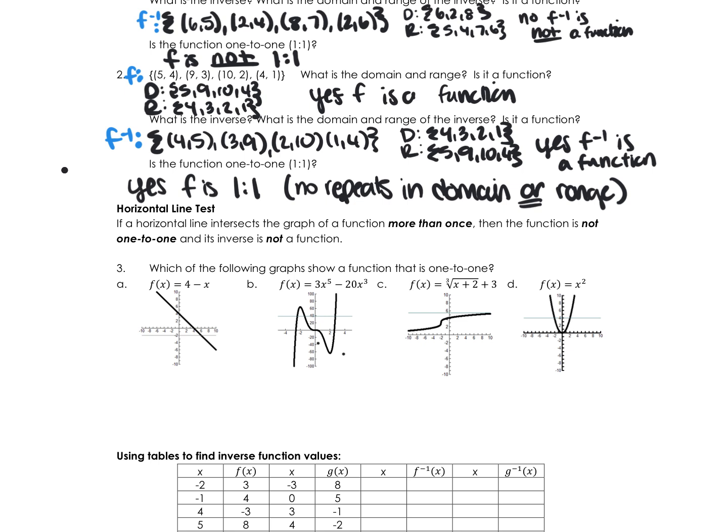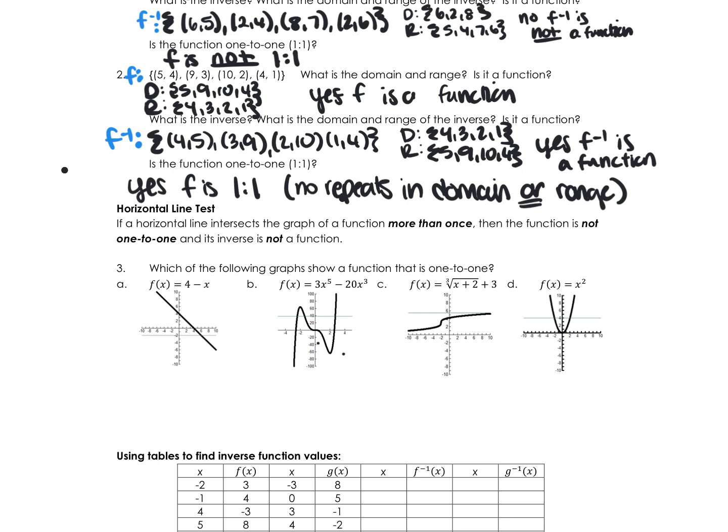So if you have a graph, it can be hard to tell if there's any repeats in the domain and the range. So do you remember the vertical line test that we used to tell if something was a function? Well, if we want to know if the inverse is a function, we can use the horizontal line test, because we would be flipping it across y equals x. So if we want to know something is one-to-one, we can use the horizontal line test. And so the horizontal line test says, if you draw a horizontal line anywhere and it intersects more than once, then it is not one-to-one, meaning the inverse is not a function, okay?